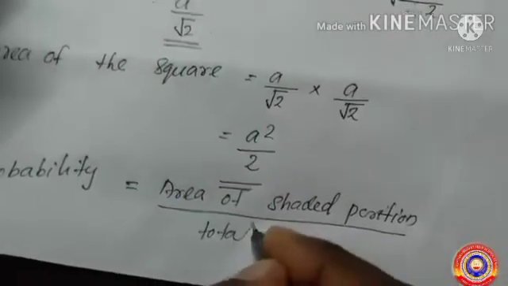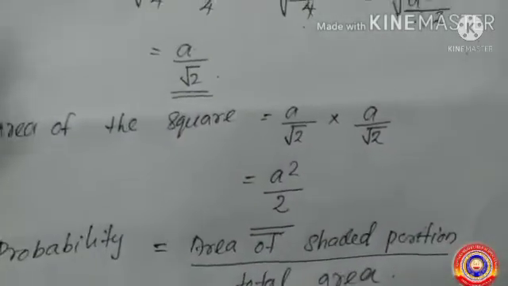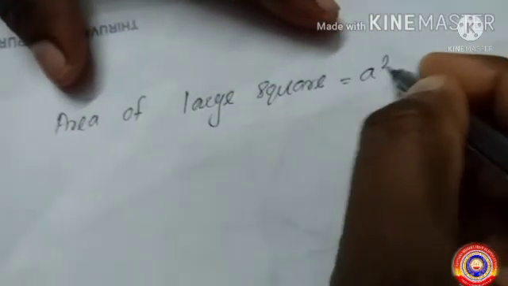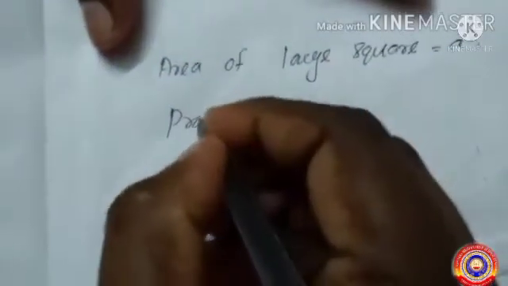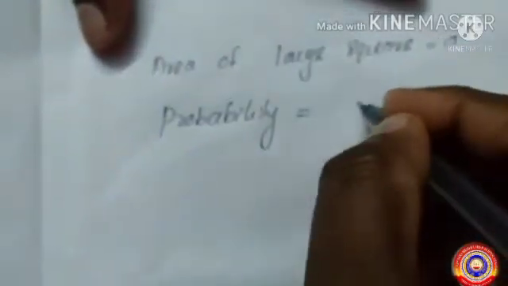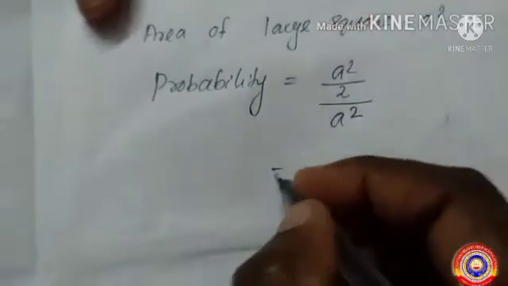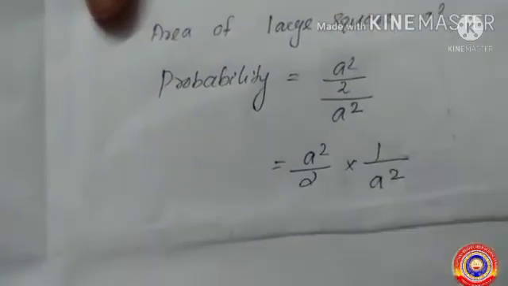Here the area of shaded portion means area of the small square, and the total area means area of the larger square. So we have to find the area of larger square, and it is equal to, then probability equal to area of shaded portion, that means a square by 2 divided by total area a square. A square by 2 into 1 by a square.